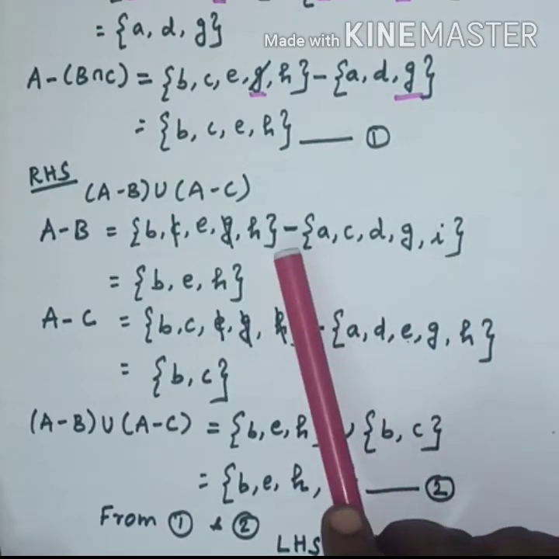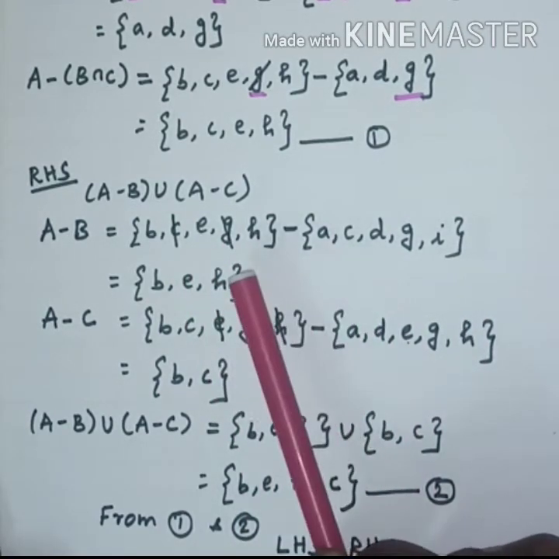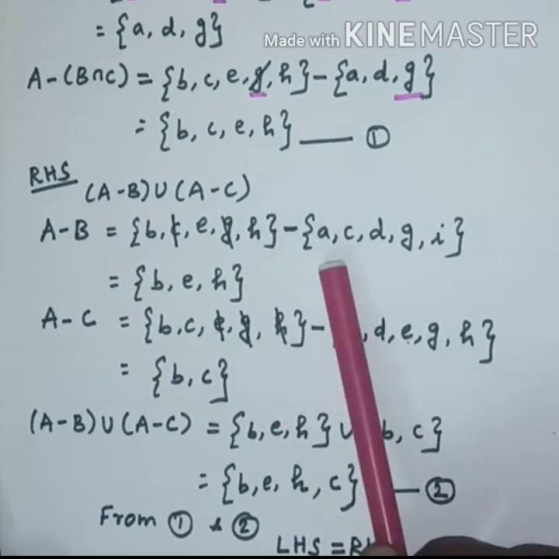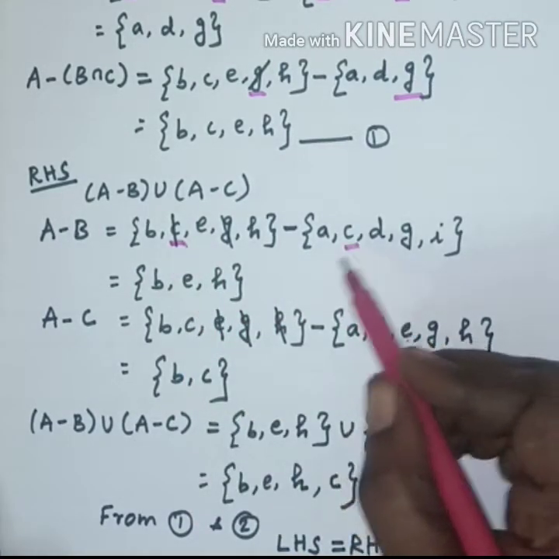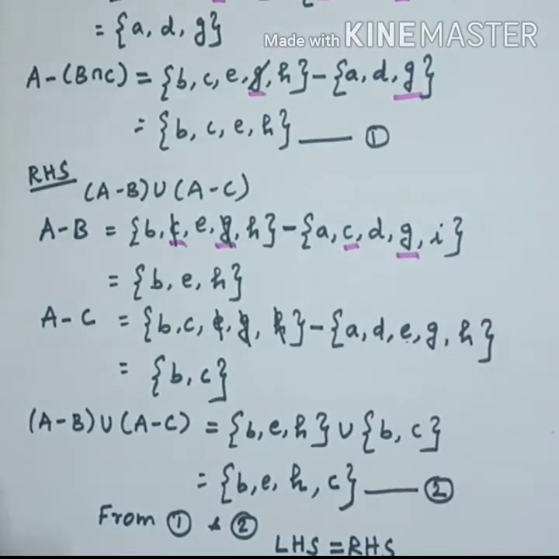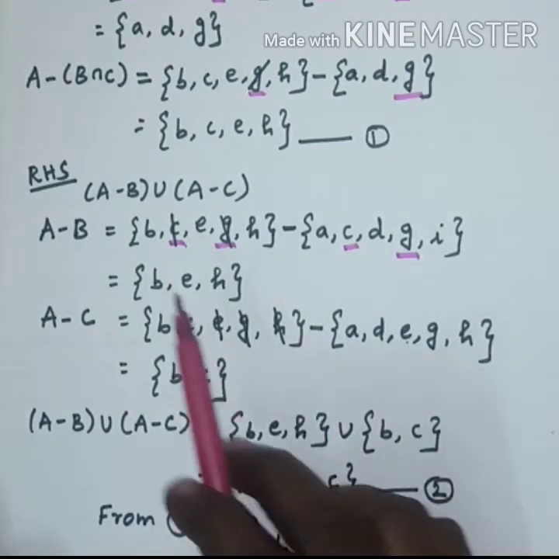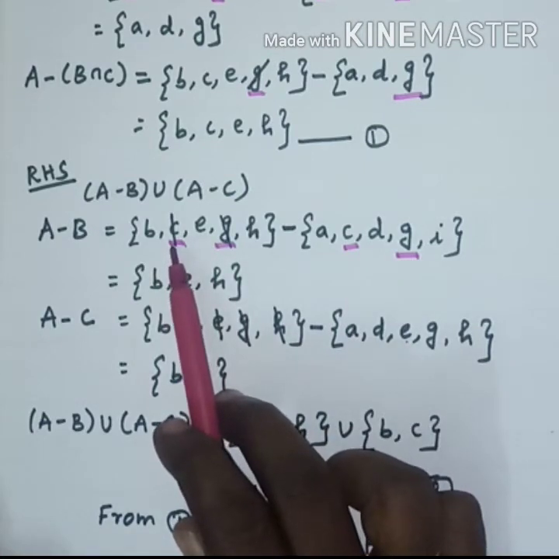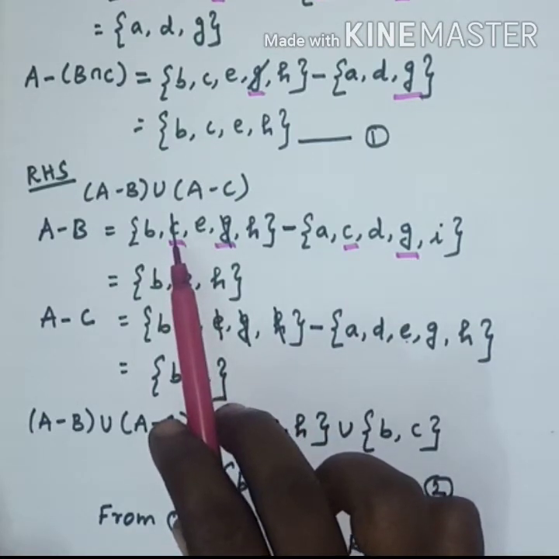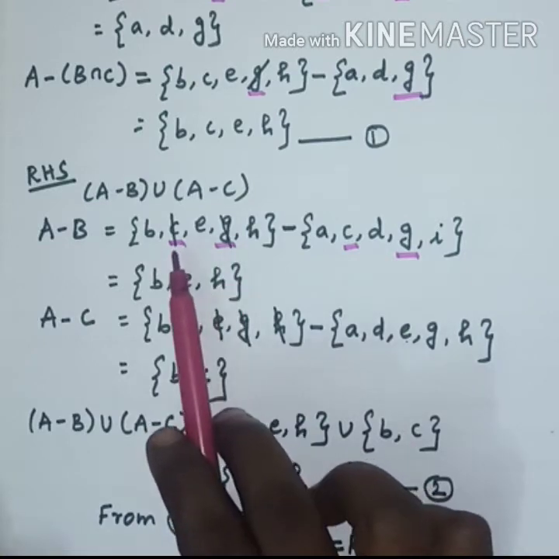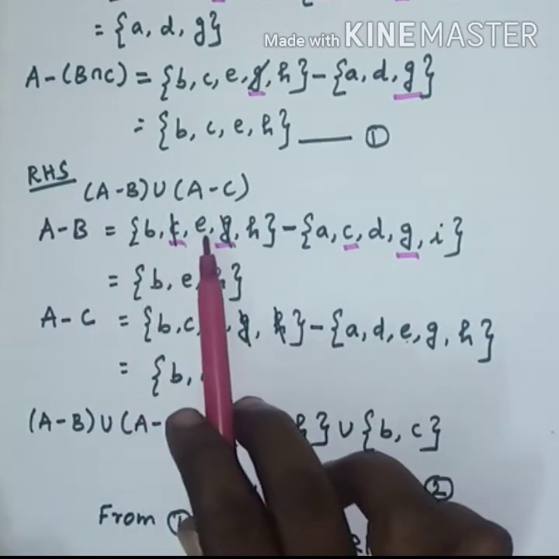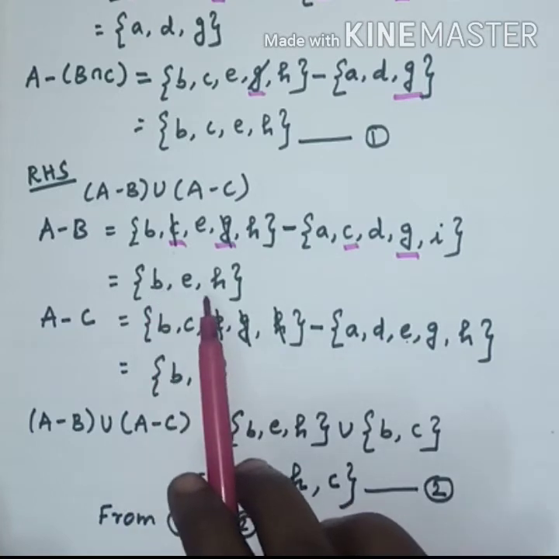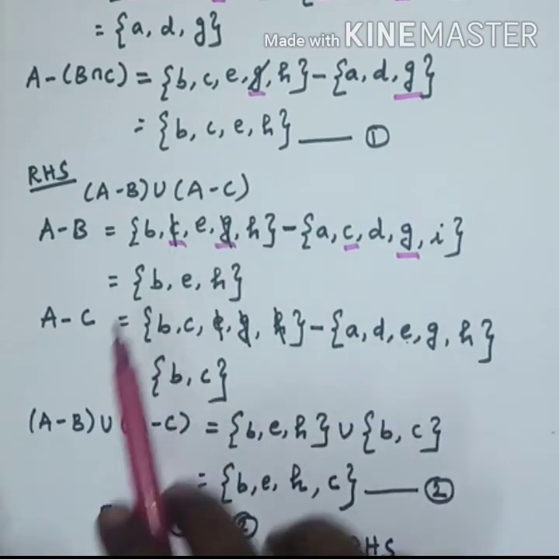Once again, the minus symbol is given in between the sets. So you have to identify the common elements in both the sets and remove them from the first set. What are the common elements? C is the common element from both the sets and G is also the common element in both the sets. So from the first set you have to remove the common elements C and G. Now write the remaining elements from the first set. What are the remaining elements? B, E, H. So you have to write B, E, H. Similarly, find A minus C.